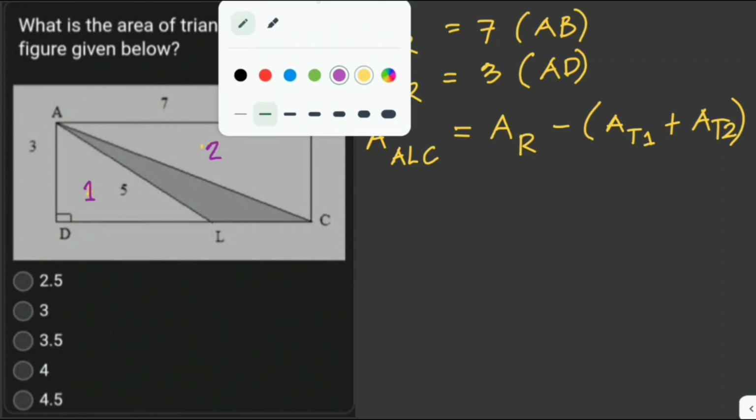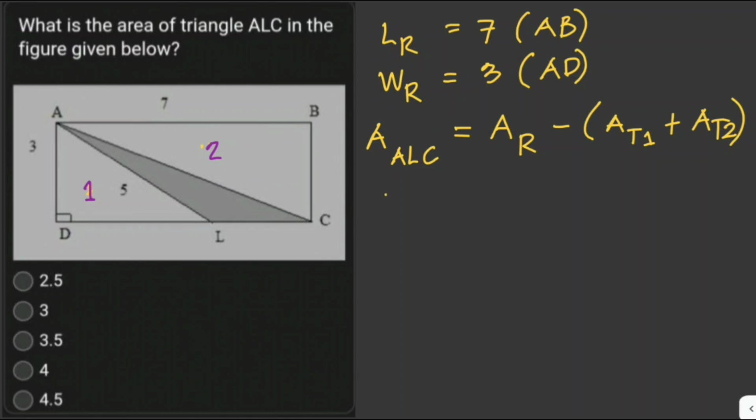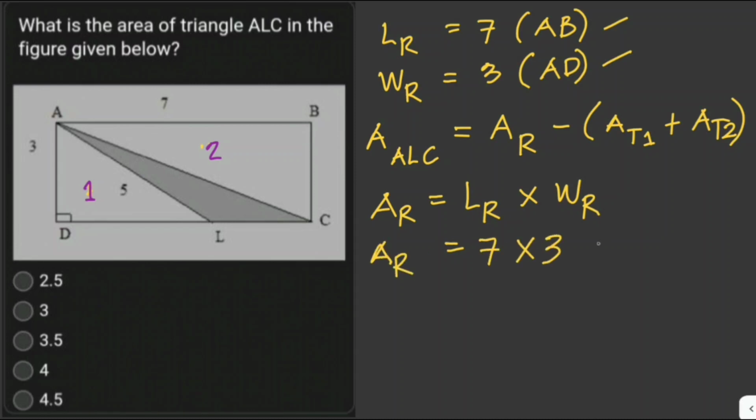Now let's solve for the area of the rectangle. So area of the rectangle is just length of the rectangle times the width of the rectangle. So we already have the values here. So that is 7 times 3. So the area of the rectangle is just equal to 21.